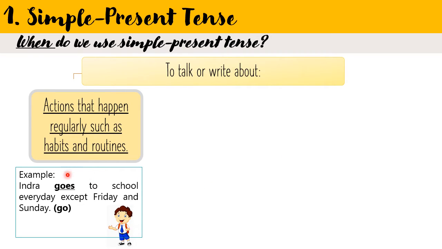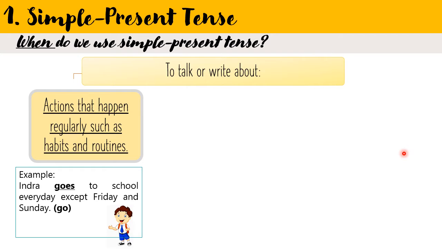Now, the verb here is go, right? And what is the subject? The subject is Indra, okay? Since Indra is one person, what happens to the verb? There's es, okay? So Indra goes to school every day except Friday and Sunday. But if it's Indra and another person, then the verb will be go, okay, for this one.